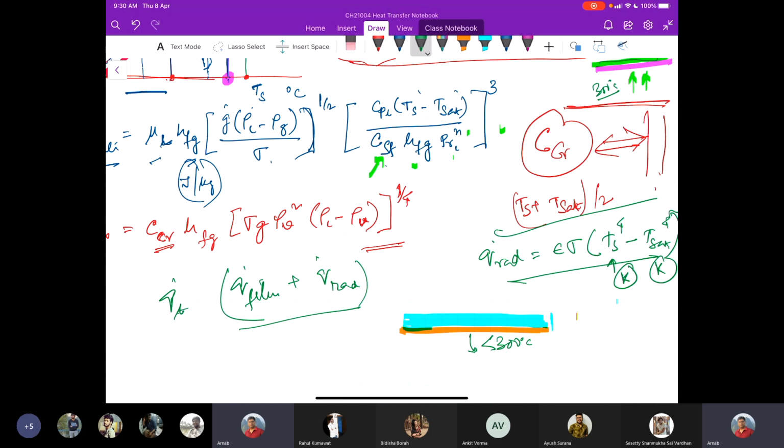So a correlation, again a relation, has been provided that actually matches well with the experimental data, and that is typically that Q dot total is equal to Q dot film plus 3/4 of the radiation. Any question till this part?